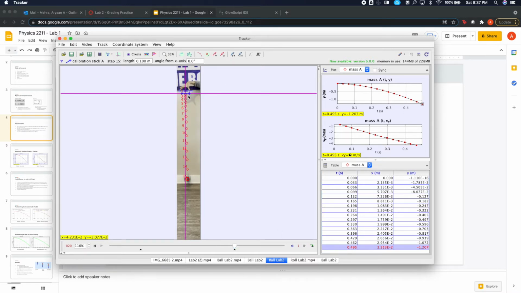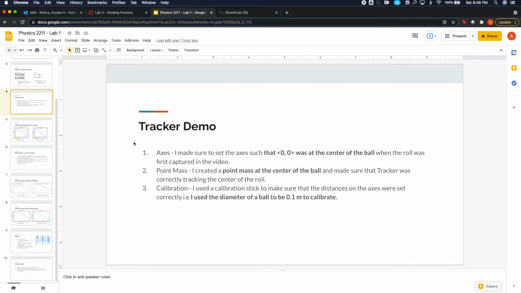We've also used a calibration stick, and we have made an axis the center of the ball at its initial position. Some of the key points for the Tracker demo is the fact that I've calibrated the center of the ball with the axis at the 0, 0 point. Another important fact is that I've chosen the diameter of the ball for the calibration stick, and the diameter of the ball is 0.1 meters on average.